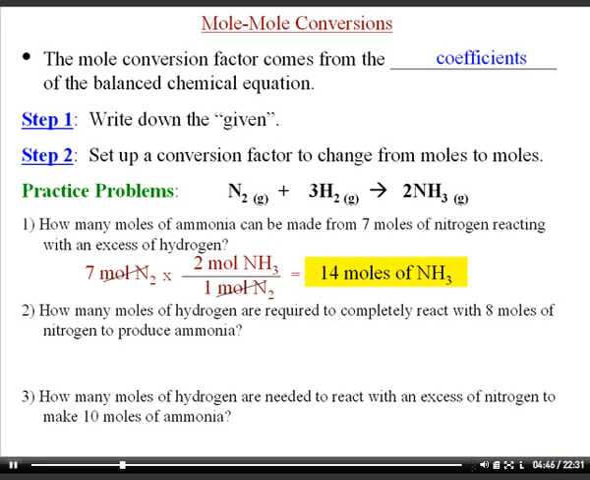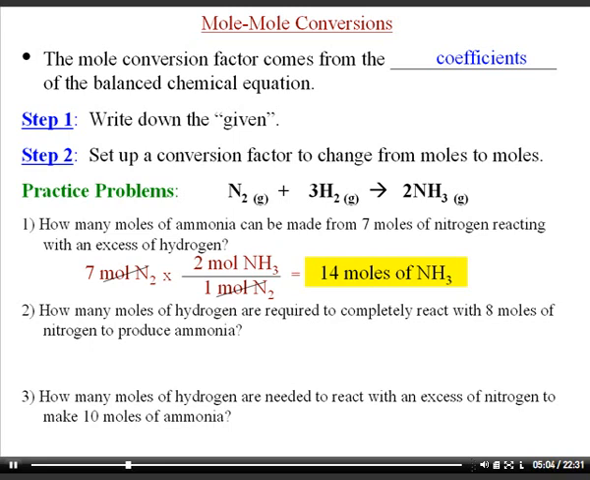Now you could do that problem in your head. You see the ratio is 1 to 2, so for every 1 nitrogen you can make 2 ammonias, so the math isn't really that difficult to do. But later on we will have more difficult ratios, so it's best to know the process of setting up a one-step conversion factor.